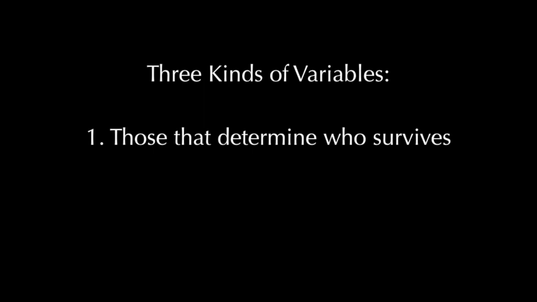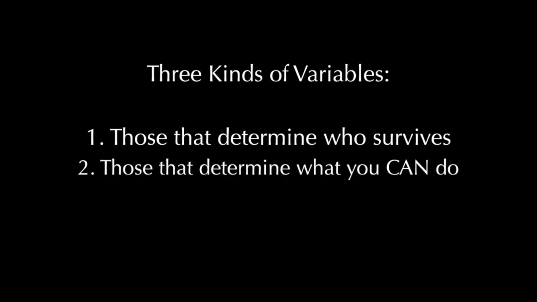There are three kinds of variables. One, those variables that determine who survives, what kinds of organisms end up surviving. A lot of those factors are in the environment. So this is a discussion of phylogenetic attributes that stay as features of a species.